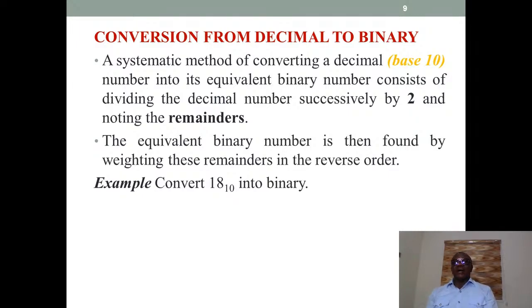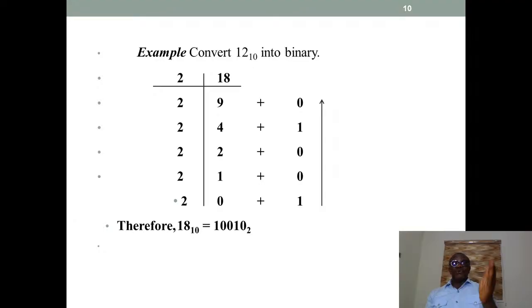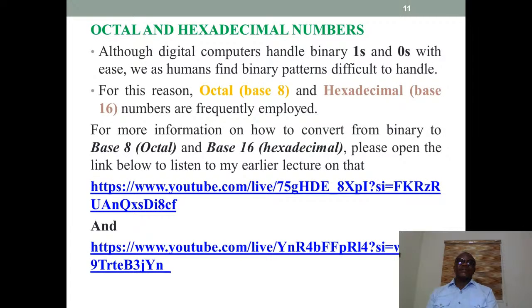That's something we have known even from our secondary school. But just for rehearsal, say convert 18 in base 10 into binary, you do your division by 2 and put up the remainders on the right. Then from down up, you get what your answer will be.